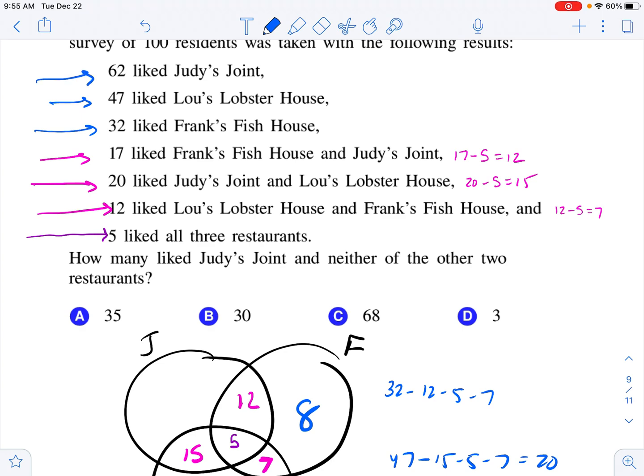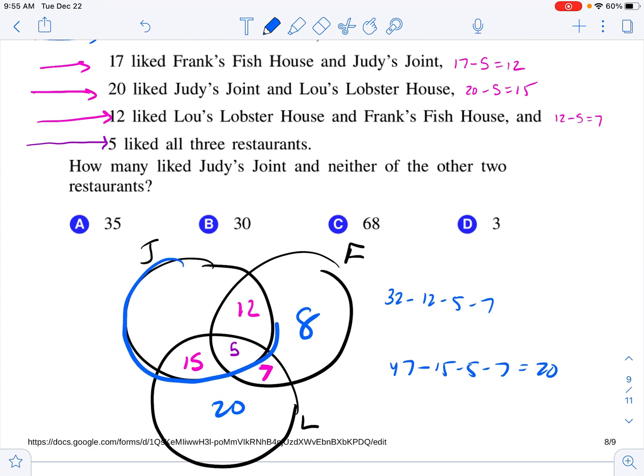And finally, we get to Judy's. 62 total people like Judy's. 62 minus the 12, the 5, and the 15 is going to leave us with 30 who liked Judy's but not the other 2 restaurants. So choice B it is.